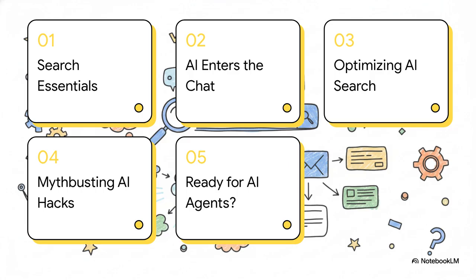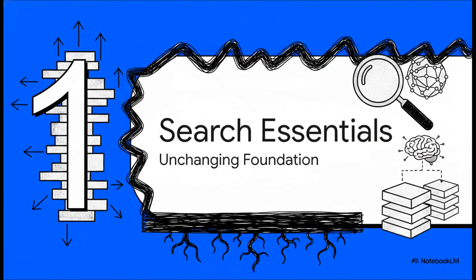Here's our roadmap for today. First, Google Search Essentials. Second, AI enters the chat. Third, optimizing for AI search. Fourth, myth-busting AI SEO hacks. And finally, ready for AI agents? Let's jump right in. Section 1.